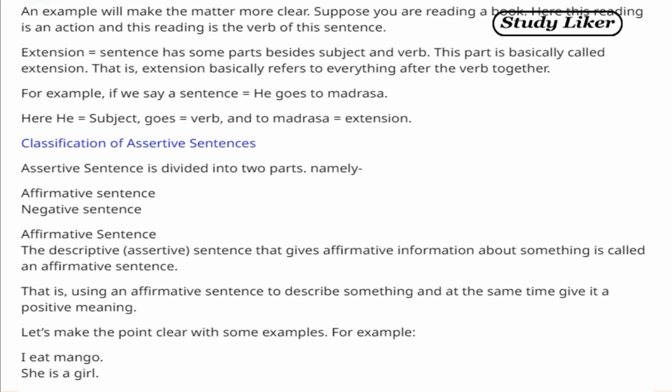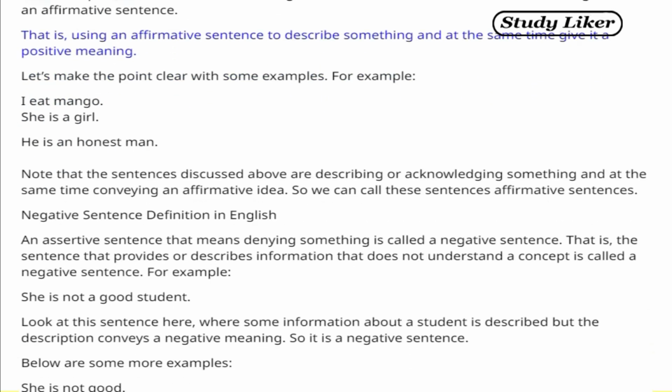Classification of assertive sentences. An assertive sentence is divided into 2 parts, namely affirmative sentence and negative sentence. Affirmative sentence: the descriptive, assertive sentence that gives affirmative information about something is called an affirmative sentence. That is, using an affirmative sentence to describe something and at the same time give it a positive meaning.